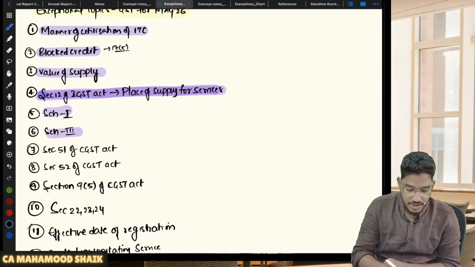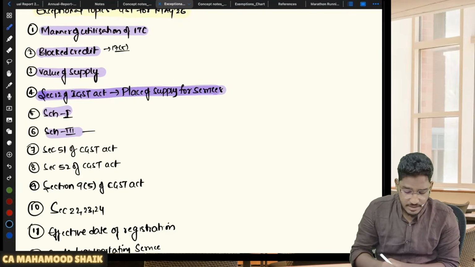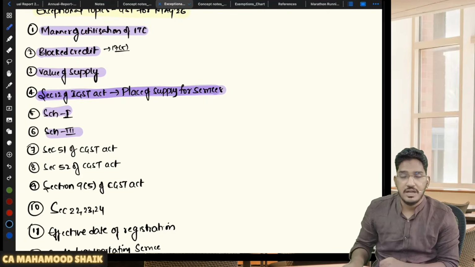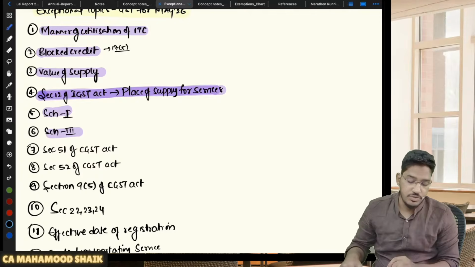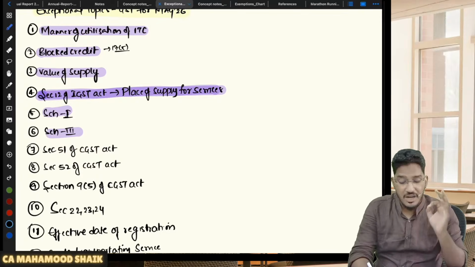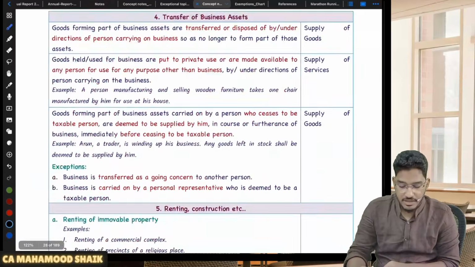Now we will try to understand Schedule 3. Sir, what is Schedule 3? Those activities which will be neither considered as supply of goods, nor considered as supply of services. What will be those activities? That also we have to understand. Those activities are given under Schedule 3.